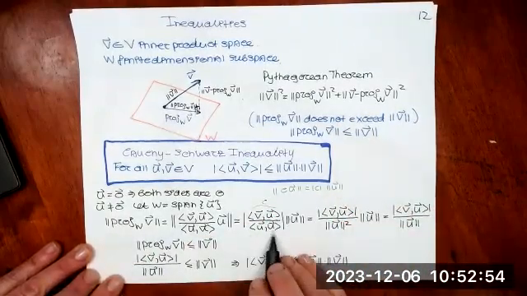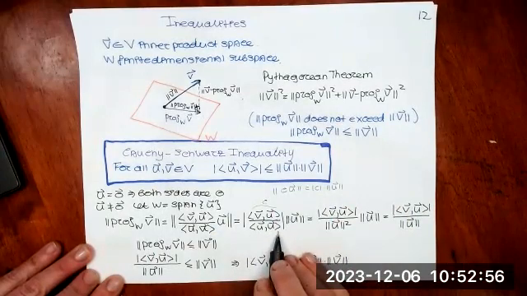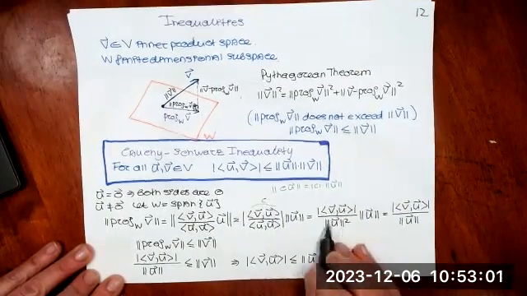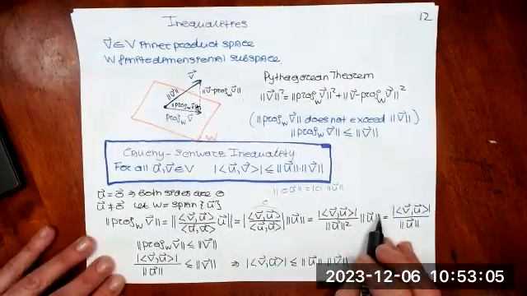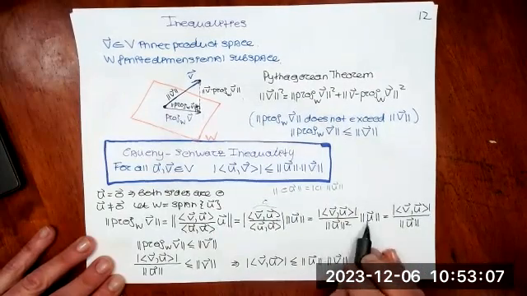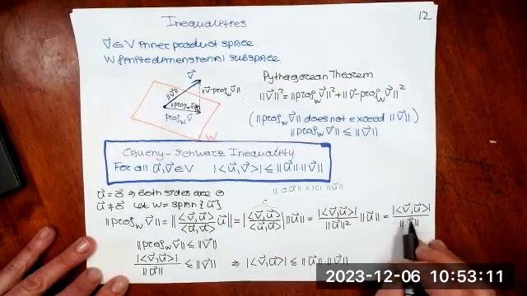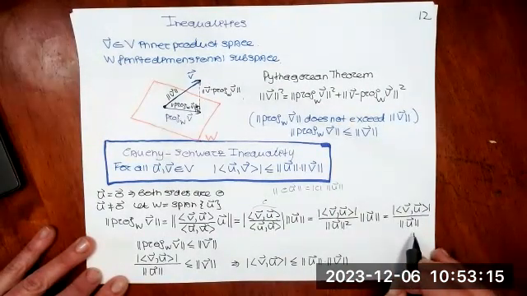But then what is the inner product of u and u? The inner product of u and u is the norm of u squared. And I can even cancel out one of the norms of u because it's squared. So what I have left is the absolute value of the inner product of v and u divided by the norm of u.